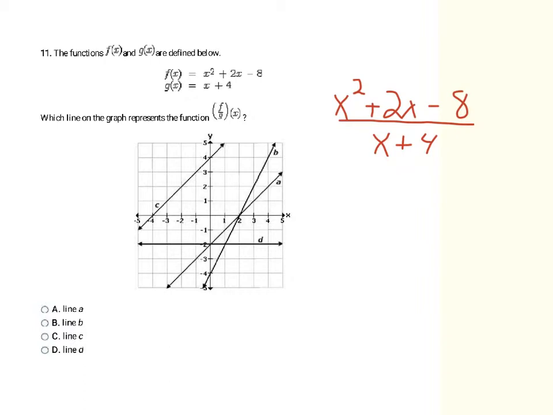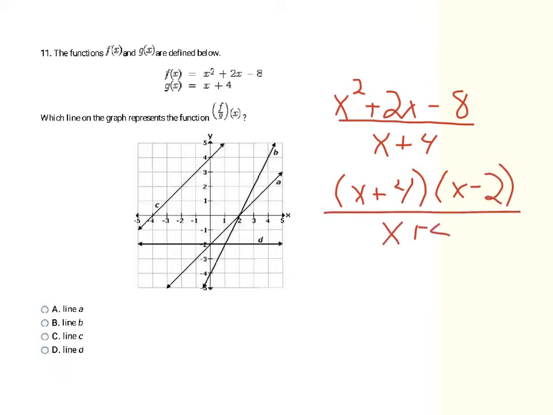And so now there's nothing I can straight up cancel there. There's nothing that all 5 terms have in common. So I'm going to go ahead and factor the top. And when I do that, I get x plus 4 times x minus 2, and then over x plus 4. And now, since there's multiplication between these two parentheses, I can cancel an x plus 4 and an x plus 4. And that just leaves me with x minus 2.